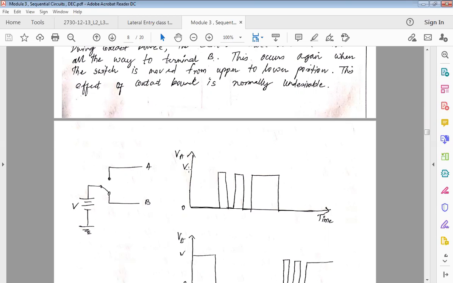Now let us look into the waveforms and you will be able to understand the concept. This occurs again when the switch is moved from the upper to the lower position. This effect of contact bounce is normally undesirable. So we do not need this kind of effect. If I want this contact to be connected here, it should just get connected. I do not want the spring effect. That is what we are trying to say here.